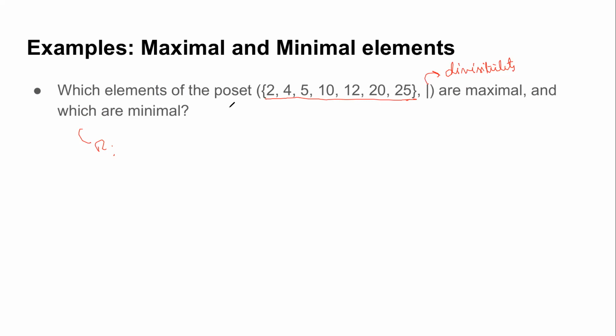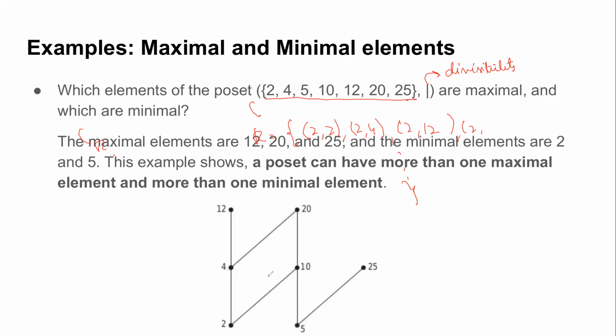So there are two approaches to do this. One is you write the relation, all possible ordered pairs, like 2 divides 2, 2 divides 4, 2 divides 12, 2 divides 20, and so on. Write all the ordered pairs, make its directed graph, make the Hasse diagram out of it, and then see what are the top and bottom elements. But since this is an easy relation, we can directly make a Hasse diagram. 2 divides 4, 4 divides 12. Similarly, 5 divides 10, 10 divides 20, and you have some cross connections also, because 4 divides 20, 2 divides 10, 5 divides 25.